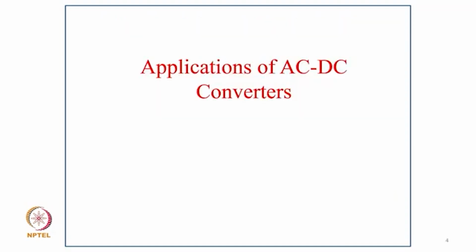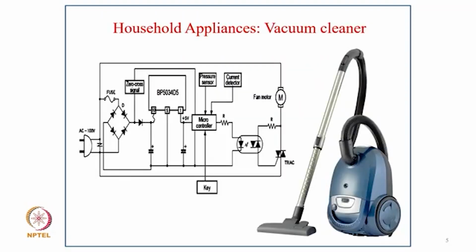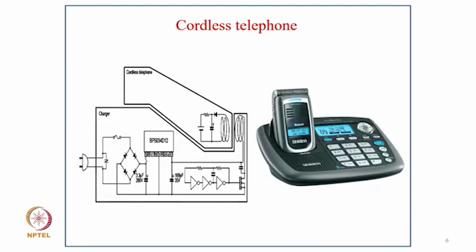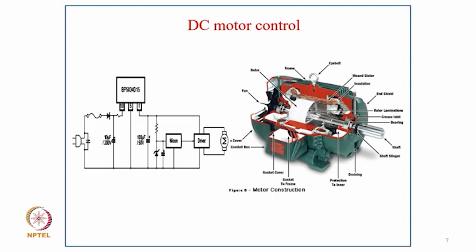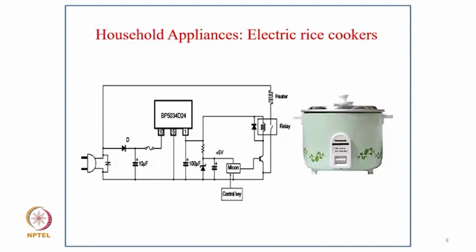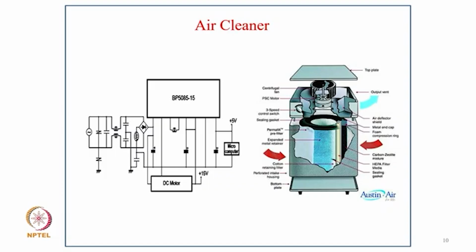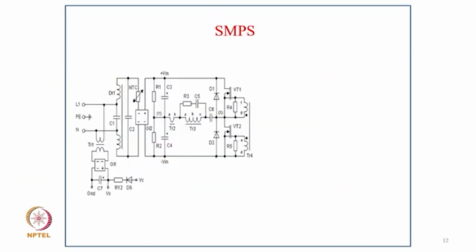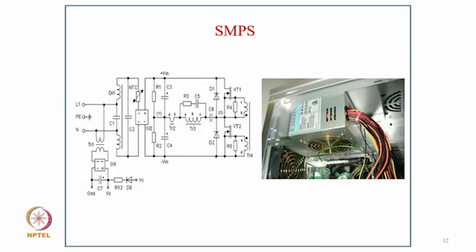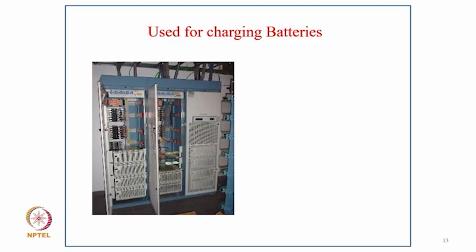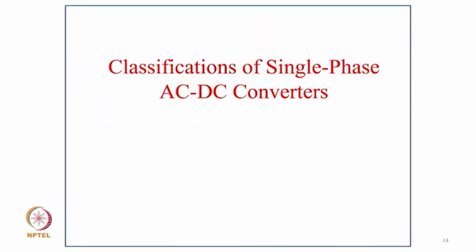So coming to the applications of AC to DC converters, these are typical applications in home appliances like a vacuum cleaner. Then we have typical use in cordless telephones. Then DC motor control. Then household appliances like electric rice cooker, washing machine, air cleaner. Then battery chargers, switch mode power supplies of the computers, and charging the batteries of large battery banks.